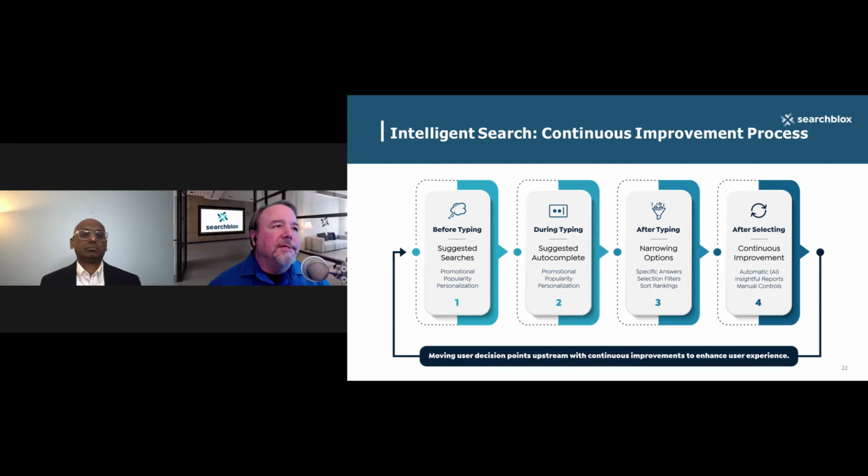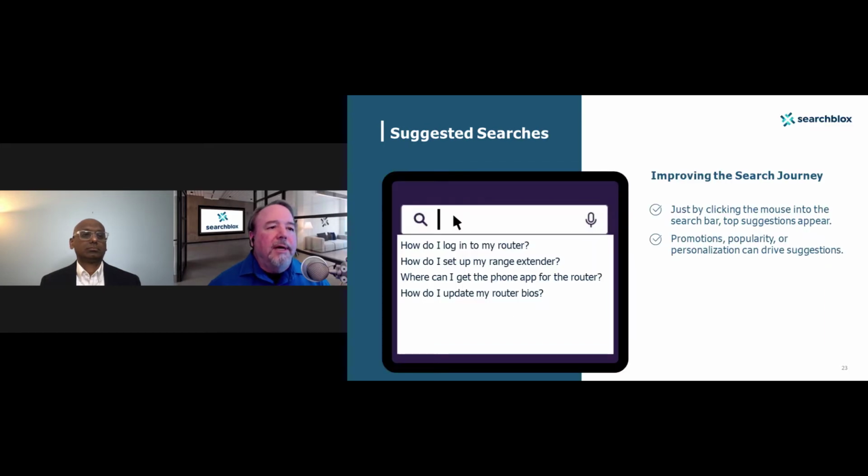Okay, so let's look at just one example of each of these ideas. So here's clicking into the search bar. Just by clicking the mouse into the search bar, top suggestions appear. Promotions, popularity, or personalization can drive this.